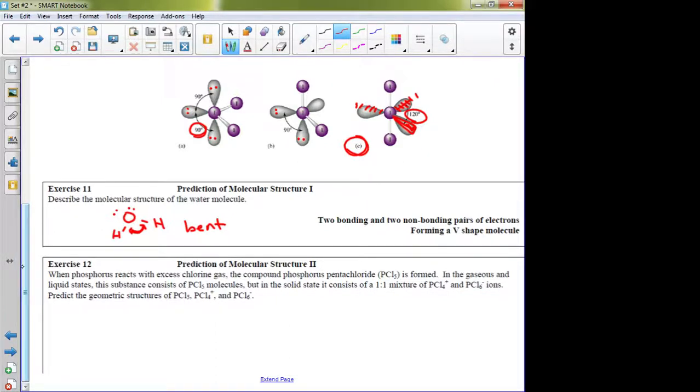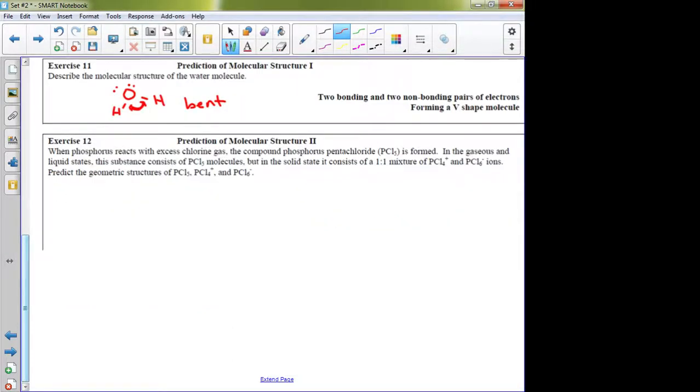All right. Here we go. So everybody see that's bent? Yes. All right. So let's look at exercise 12. When phosphorus reacts with chlorine gas, the compound phosphorus pentachloride is formed. In the gaseous and liquid states, the substance consists of PCl5 molecules, but in the solid state, it consists of a 1-to-1 mixture of PCl4 positive and PCl6 negative. Predict the geometric structures of PCl5, PCl4 positive, and PCl6 negative. Now, before we can predict shapes, we've got to be able to do what? Draw it. We got to be able to draw it, okay?